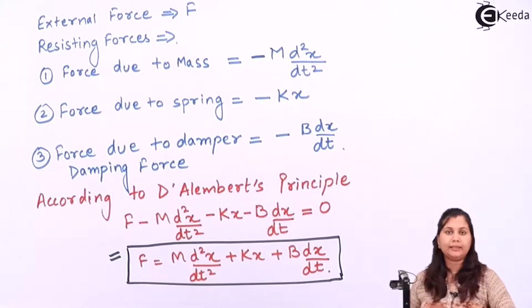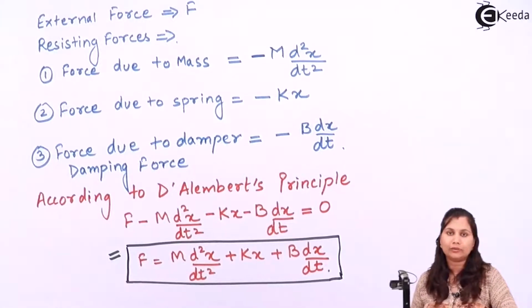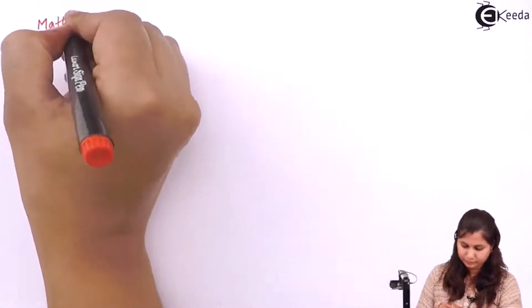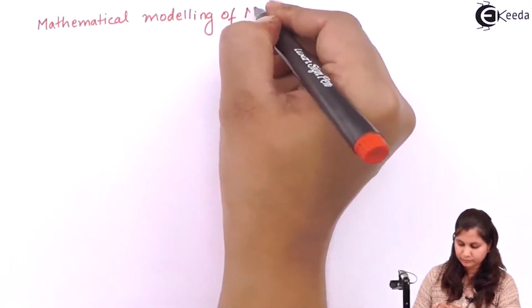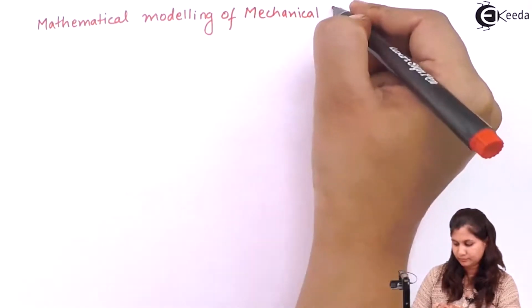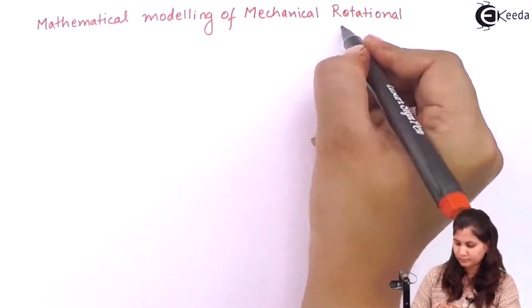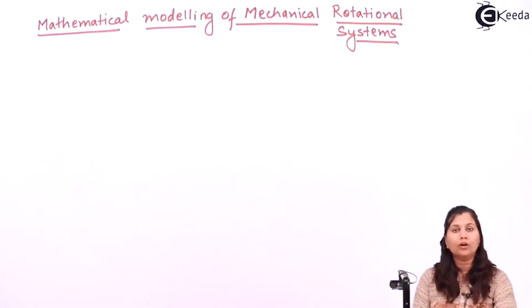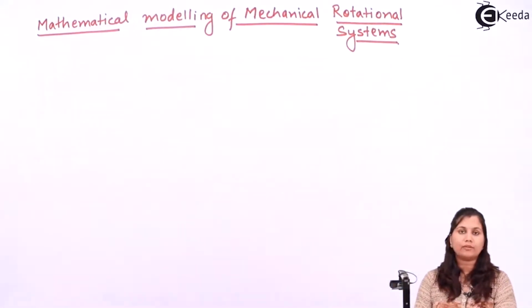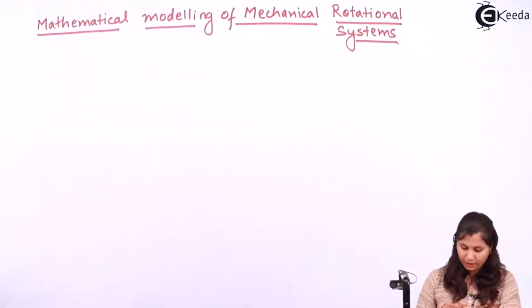Now we will study the mathematical modeling of the mechanical rotational systems. Rotational systems involve rotational motion. That is the motion of an object along its own axis. So the mechanical rotational system, let's see what are the basic elements of it.